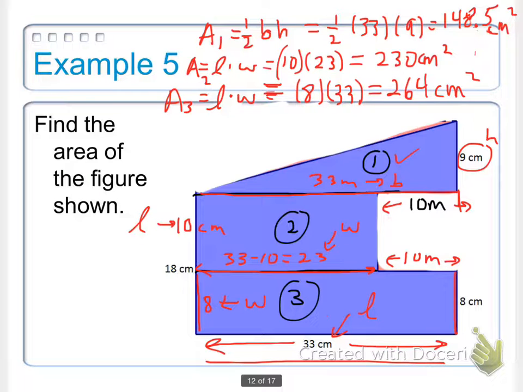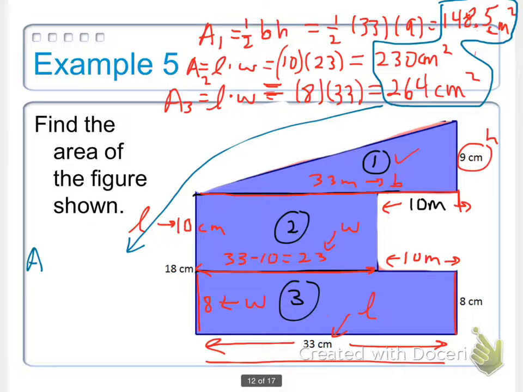All I really need to do now is add up all these areas here, and I'll get the total area. So I'll do that down here. The area total equals 264 plus 230. I use my calculator. Don't waste your time trying to do it by hand. It's too easy to make a mistake. And you're going to get these calculators anyways. 642.5 centimeters squared.